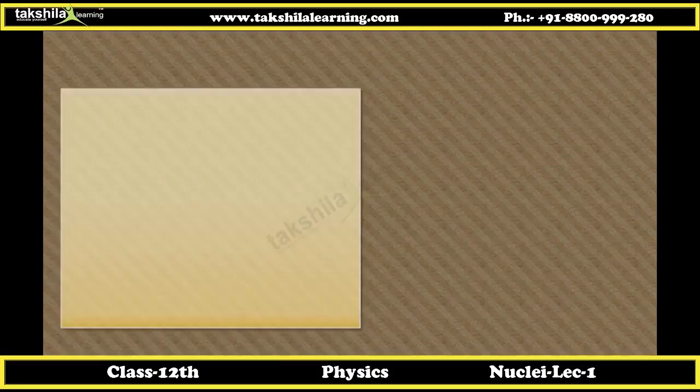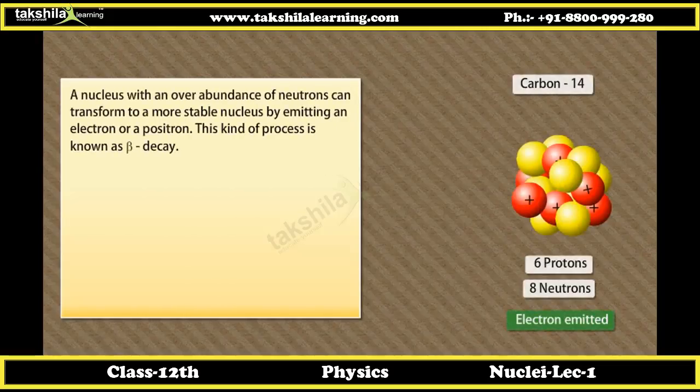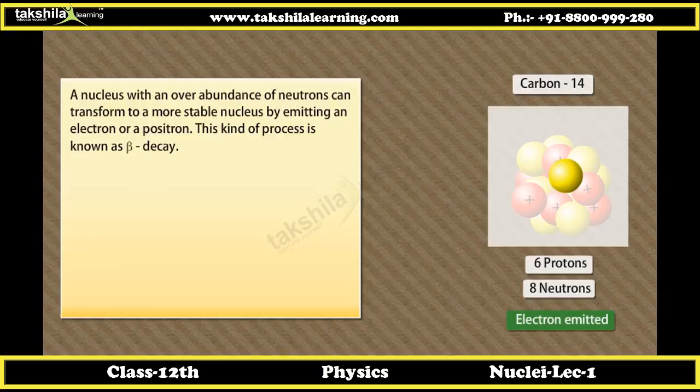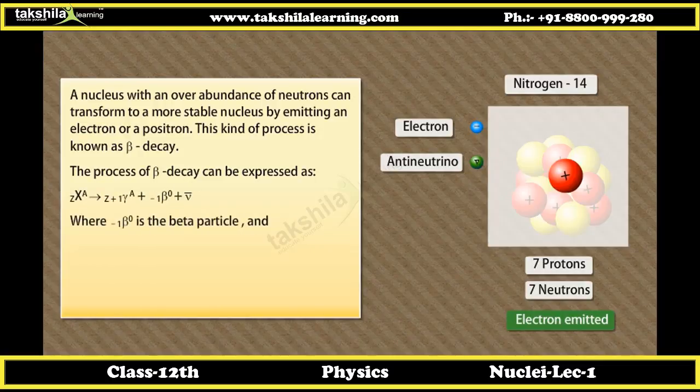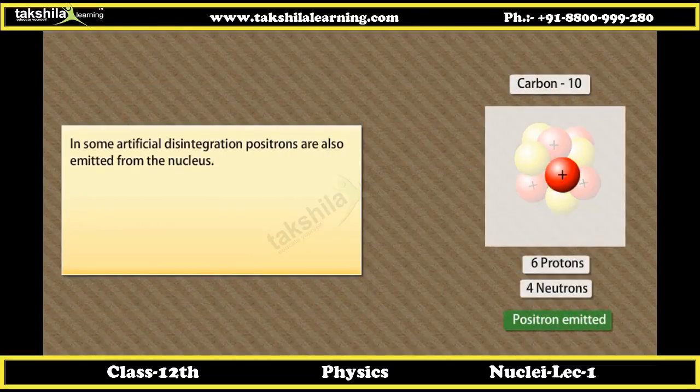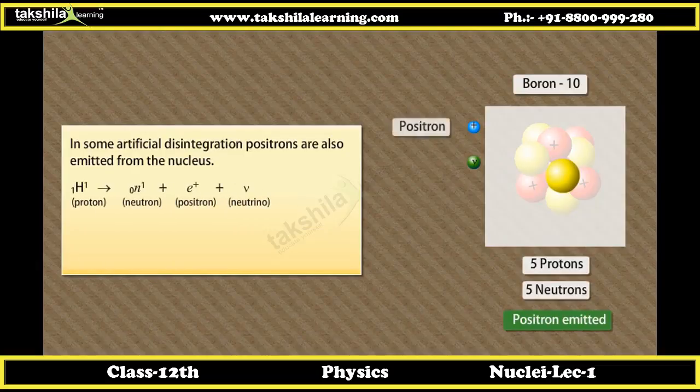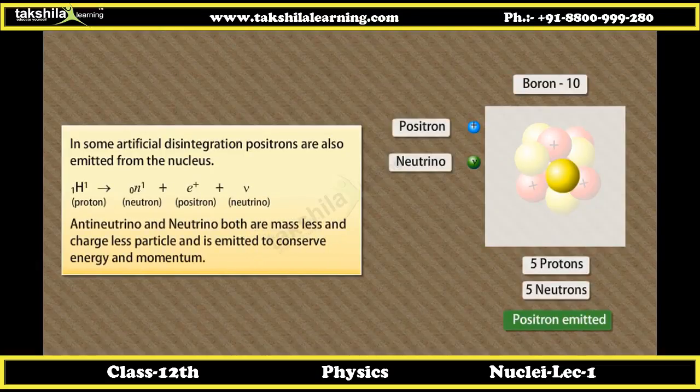Beta decay. A nucleus with an overabundance of neutrons can transform to a more stable nucleus by emitting an electron or a positron. This kind of process is known as beta decay. This process of beta decay can be expressed as shown, where the electron is the beta particle and the other emitted particle is the antineutrino. In some artificial disintegration, positrons are also emitted from the nucleus. Antineutrino and neutrino both are massless and chargeless particles and are emitted to conserve energy and momentum.